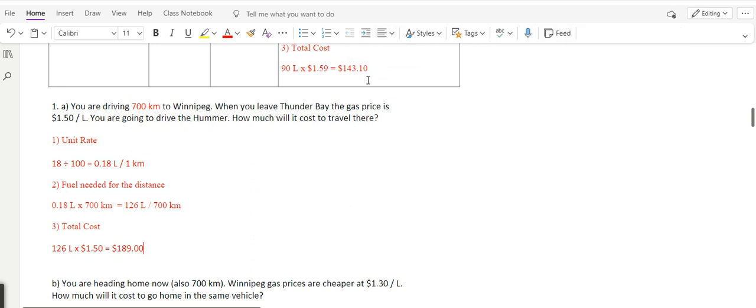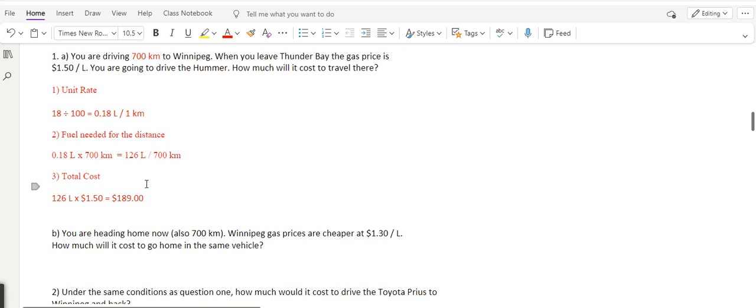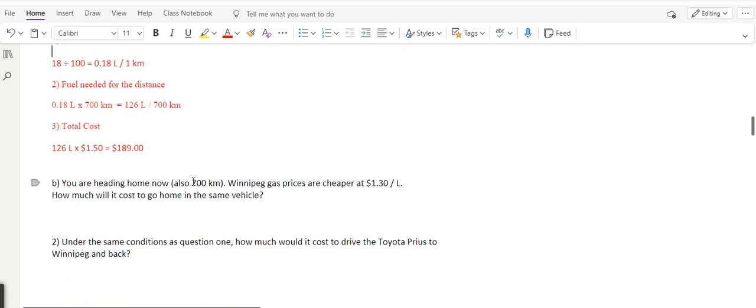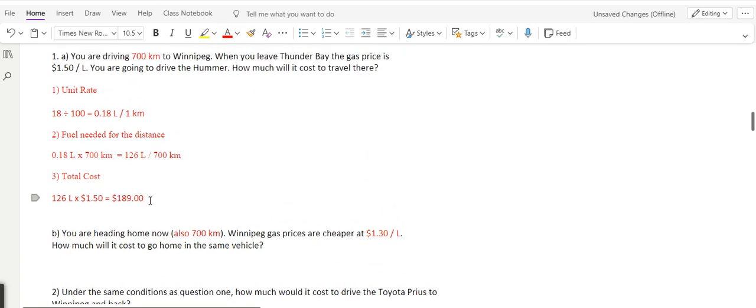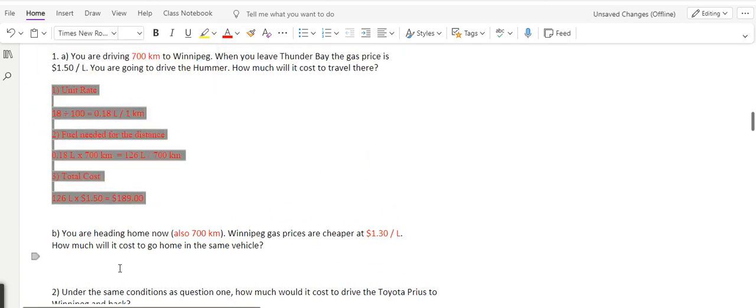All right. But the thing is when you travel out of Ontario or travel to different price areas, the gas prices will change. So when I leave Thunder Bay, perhaps the gas price is $1.50 per liter, but we have the same kind of scenario, but now we're heading home. And when we head home from Winnipeg, it's still going to be 700 kilometers. That doesn't change. But the price is going to be a bit cheaper. Now it's going to be $1.30 per liter. So how much does it cost going home?